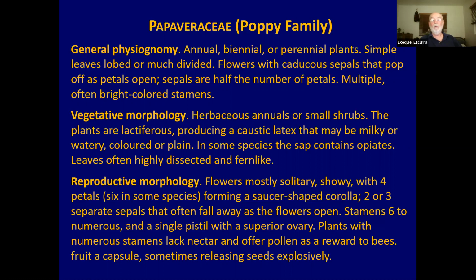Normally they have 4 petals, and in some species, like in the Mitteljia poppy, they have 6 petals. And the number of sepals is half the number of petals. So the plants with 4 petals have 2 sepals. The plants with 6 petals have 3 sepals.